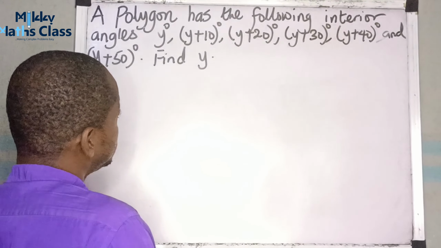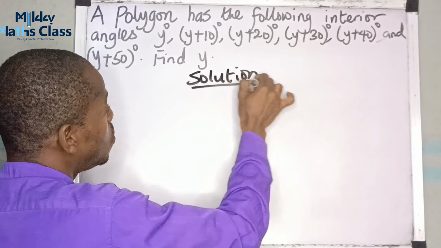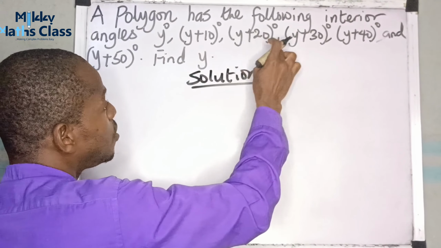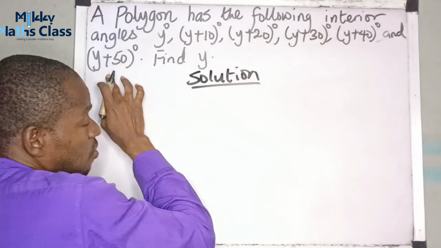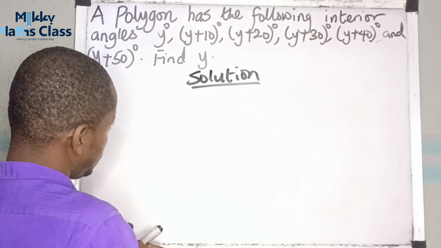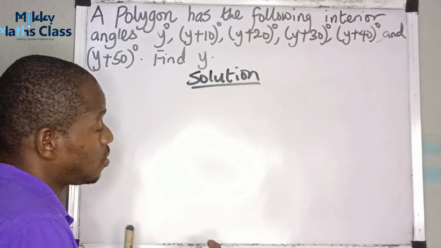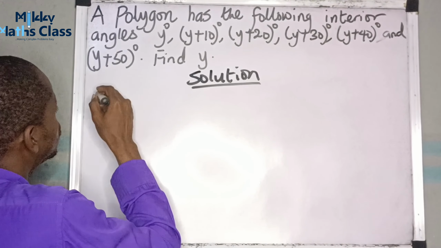Straight up, the first thing we look at: how many sides has the polygon? We'll count 1, 2, 3, 4, 5, 6. The polygon is a six-sided polygon, and a six-sided polygon is called a hexagon. So let's look at the sum of angles.